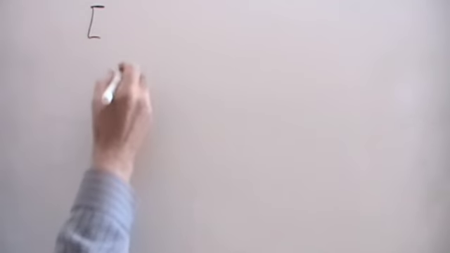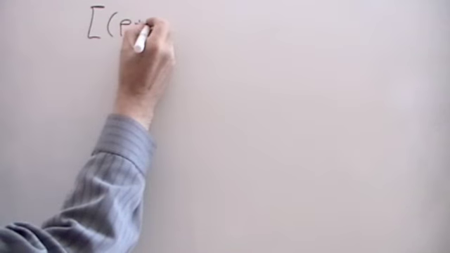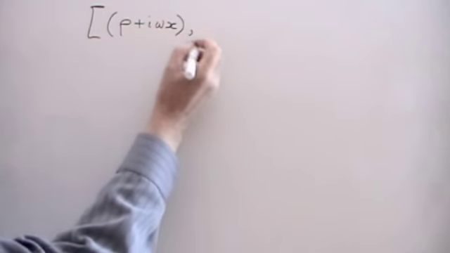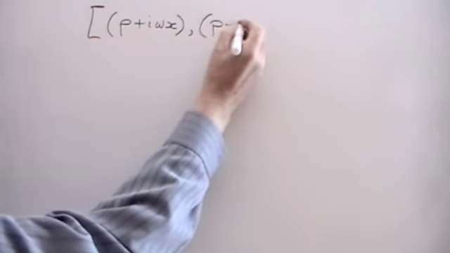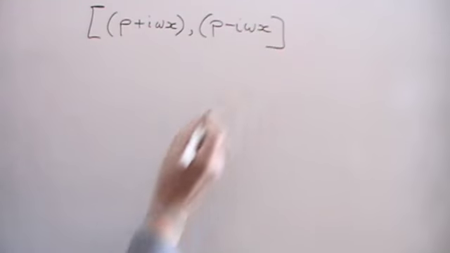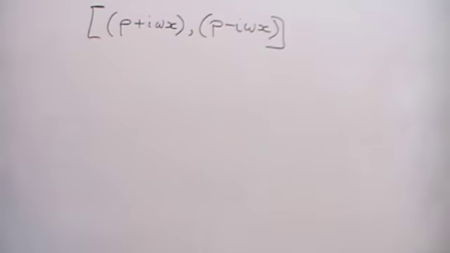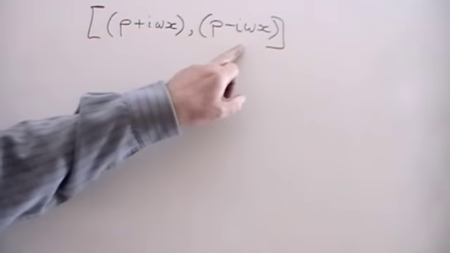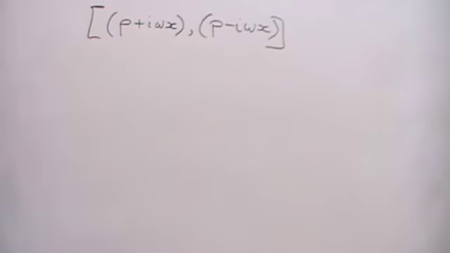So now I want to ask myself, what is the commutator of the term p plus i omega x with the other one, p minus i omega x? And actually I need a bracket there as well. The reason I want to do that will become apparent in a few moments. But let's just do the commutator first. We don't actually need to write it out in full because we know that it's going to be this times this minus this times this.